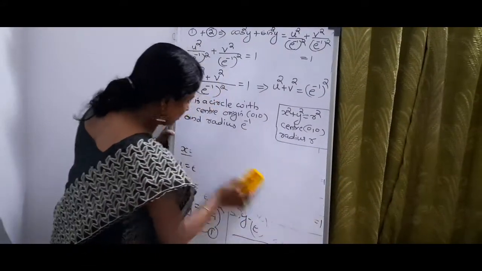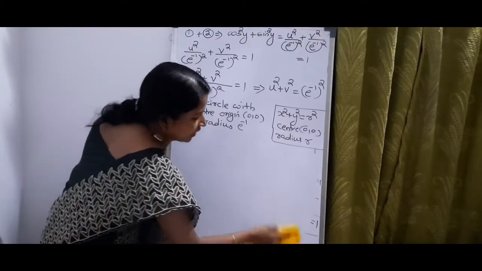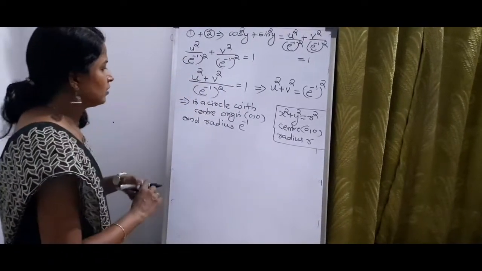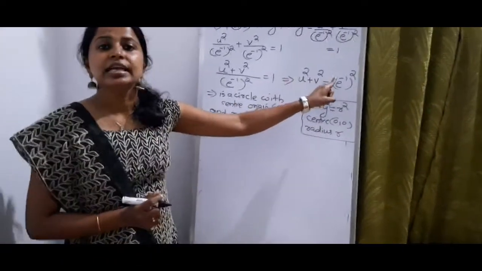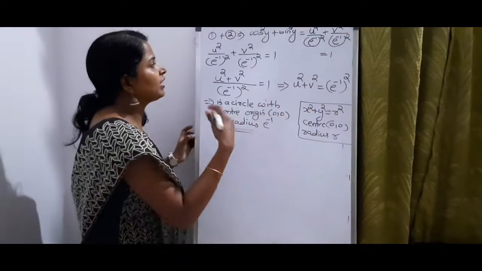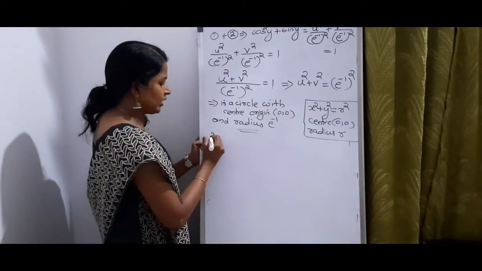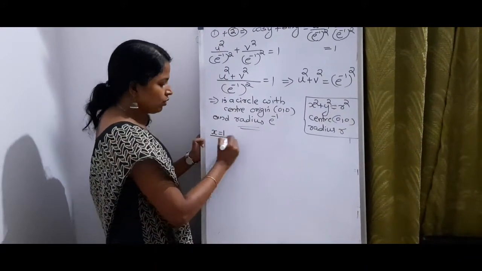That's the first case. We take x equal to minus 1. We get a circle with radius e raised to minus 1. Then we take the second case. Second case, x value is x equal to 1.